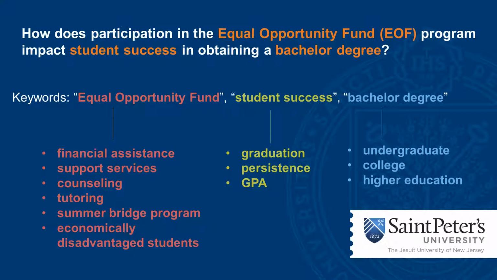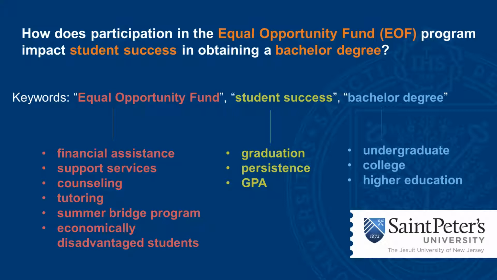There's something called the Summer Bridge program where EOF students typically come early, and those programs happen on all different college campuses. Or you might include the keyword economically disadvantaged students, because nothing in your original keyword list will pull out research on those students that might have occurred.